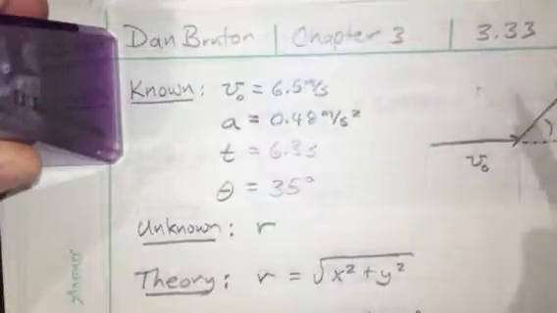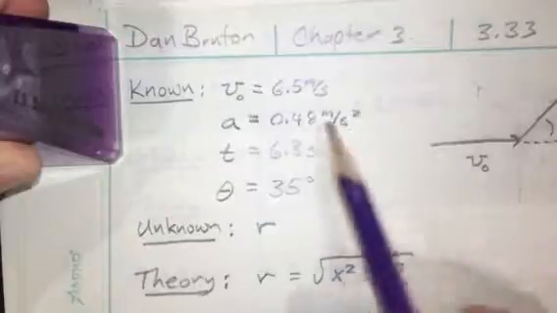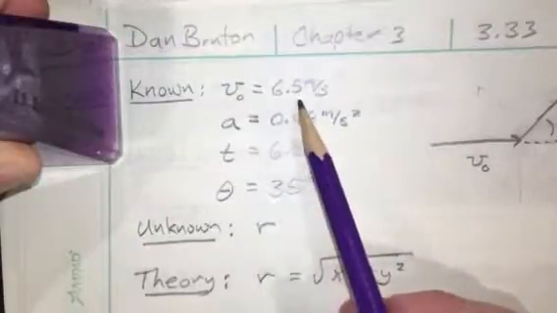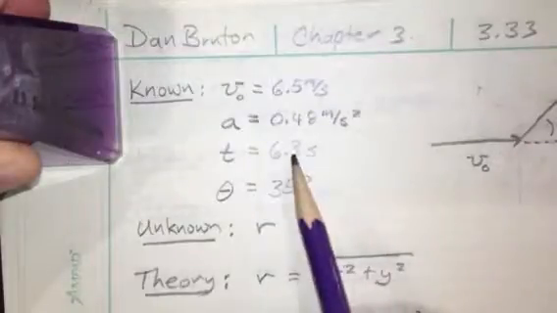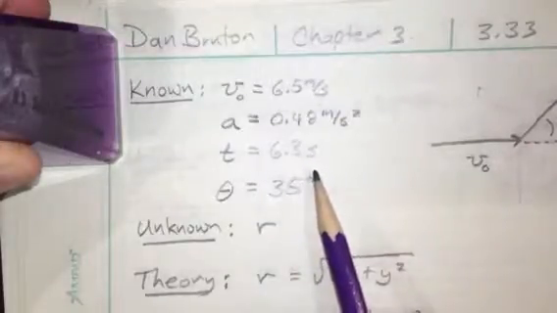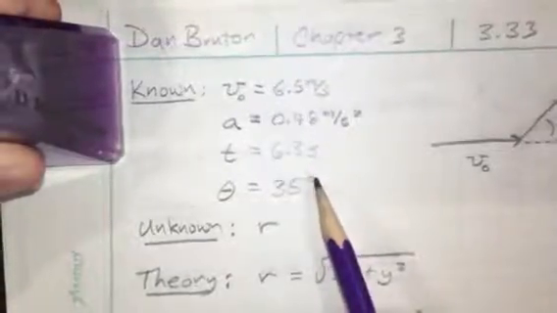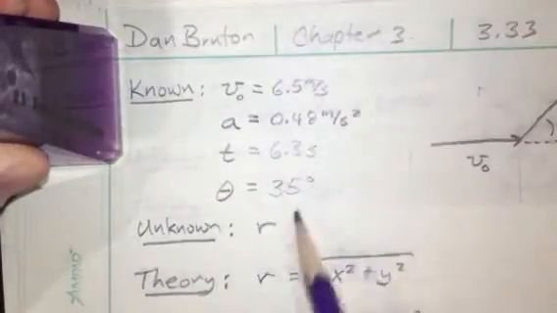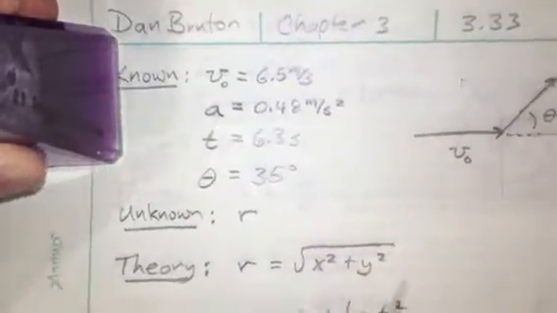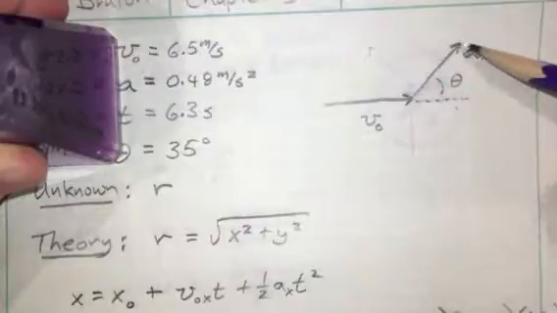In problem 3.33, we have a sailboat going horizontally with a velocity of 6.5 meters per second, so it's only going in the x direction. Then for a period of 6.3 seconds, we have an acceleration of 0.48 meters per second squared at an angle of 35 degrees. So we have a wind gust that's going to change our direction. We're going horizontally, but our acceleration is up and to the right.